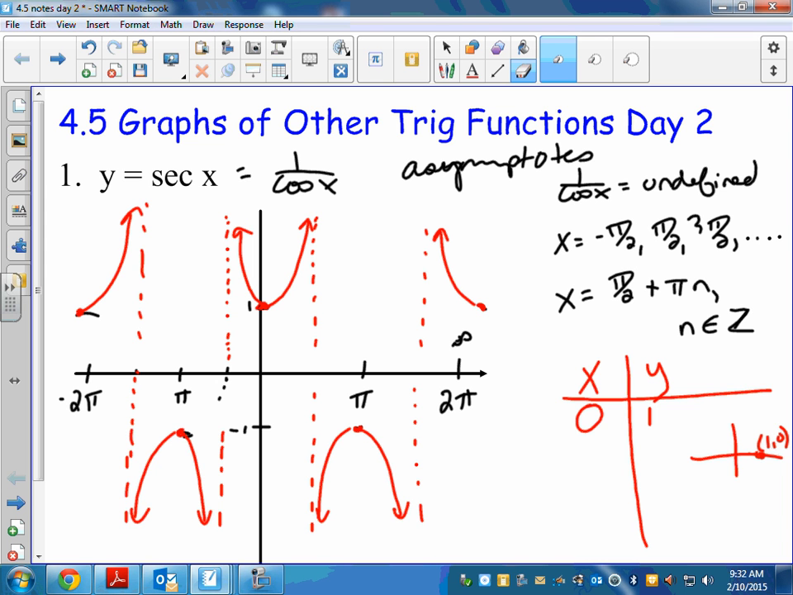So for me, secant and cosecant are my easiest ones to do because I compare them to sine and cosine. But if you don't know what sine and cosine look like, secant and cosecant seem almost impossible to graph, which means you'd have to just pick a bunch of points.